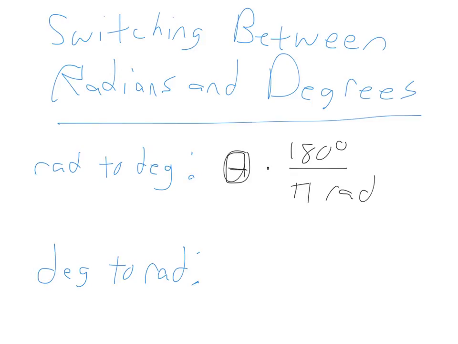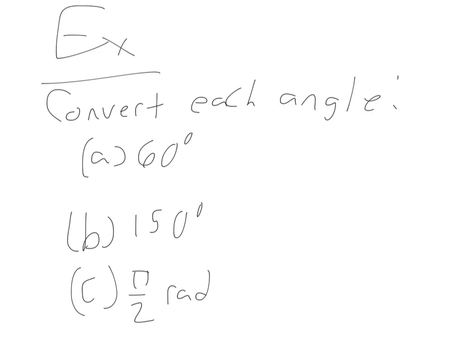And if we want to switch from degrees to radians, we take our angle theta and multiply it by pi radians over 180 degrees. So, say we want to convert each angle: 60 degrees. When we convert each angle, that means switch each angle to the other form. Since it's in degrees, we would switch this to radians. We would multiply it by pi over 180 degrees. So 60 goes into 180 3 times, so you end up with pi over 3 radians.